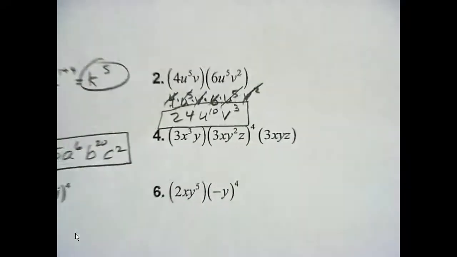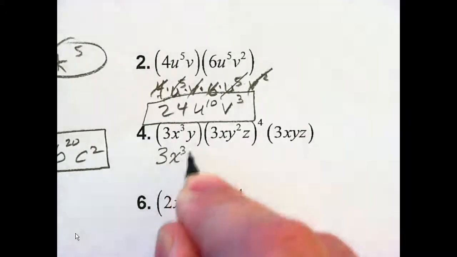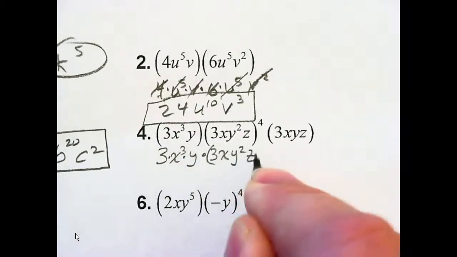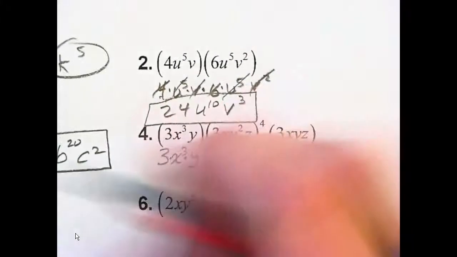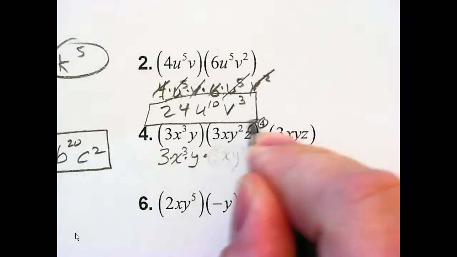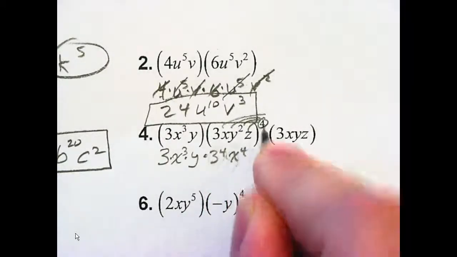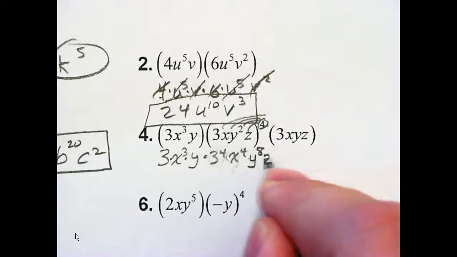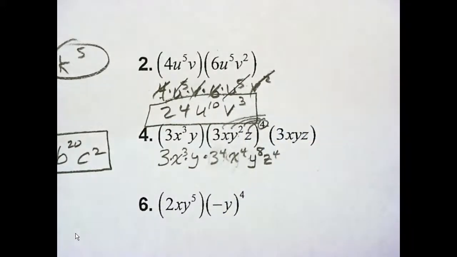Number 4. We'll zoom in just to show how really fun it is. Now notice, I am bringing the 4 in to each part here. So it's coming in there, there, there, and there. So that's 3 to the 4th, x to the 4th, y to the 8th, and z to the 4th. It's y to the 8th because you have 4y squared. So you have y squared, y squared, y squared, y squared.